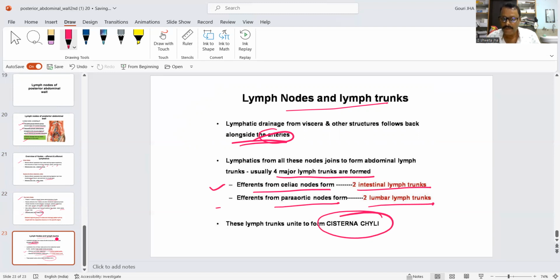So this is all about today's lecture, and with this we finish the posterior abdominal wall. Thank you.